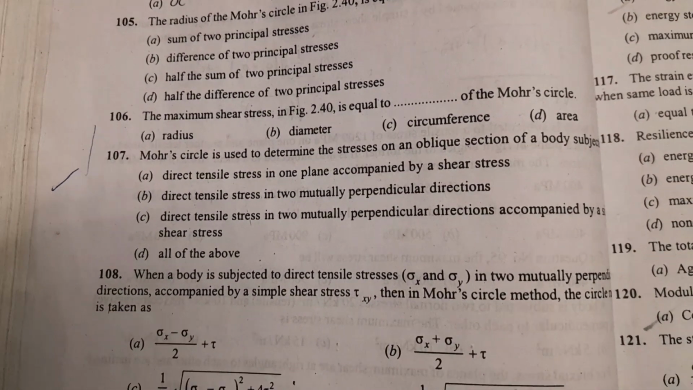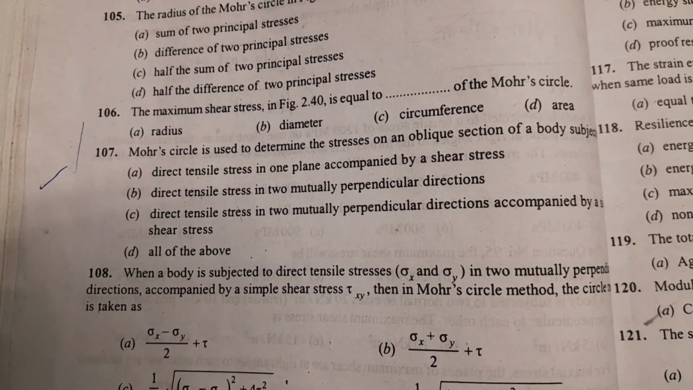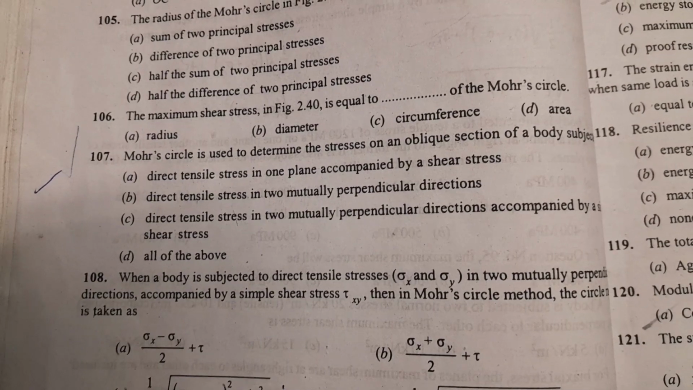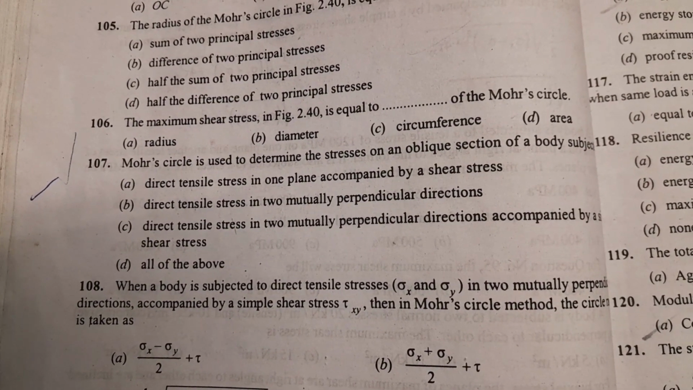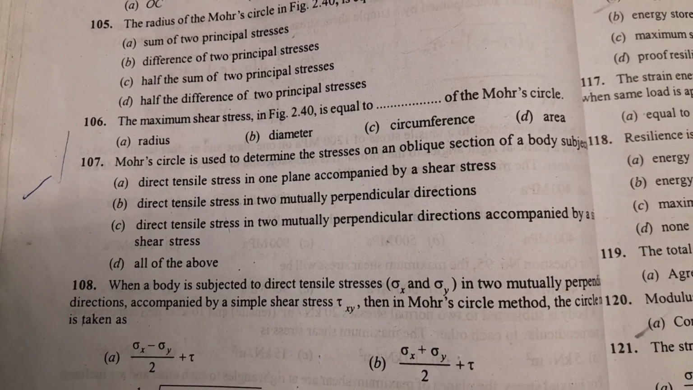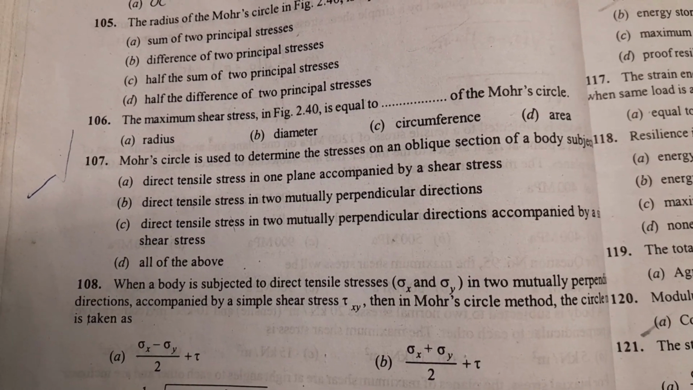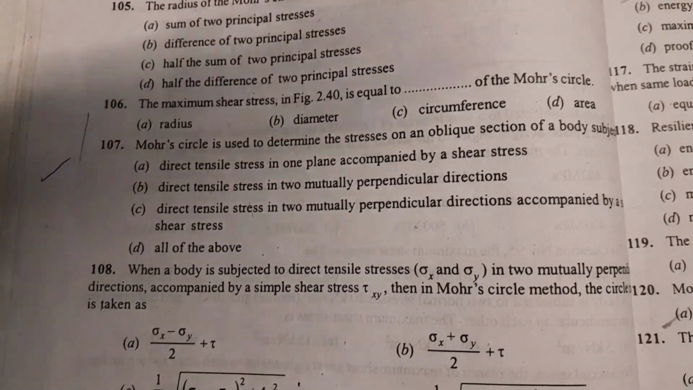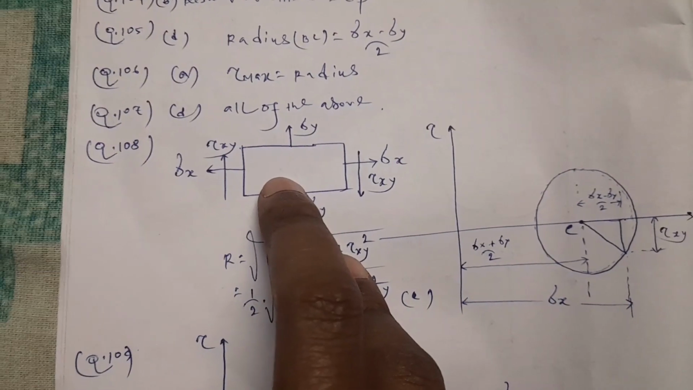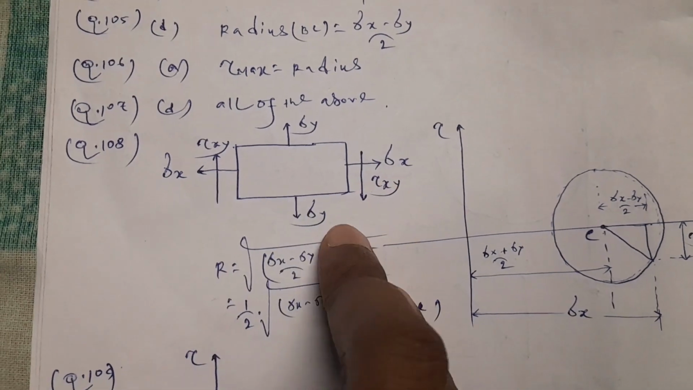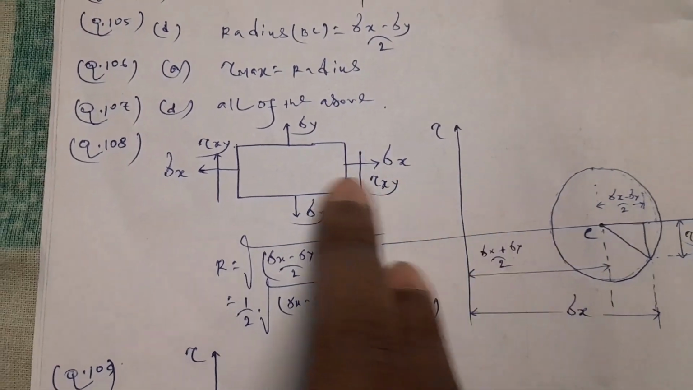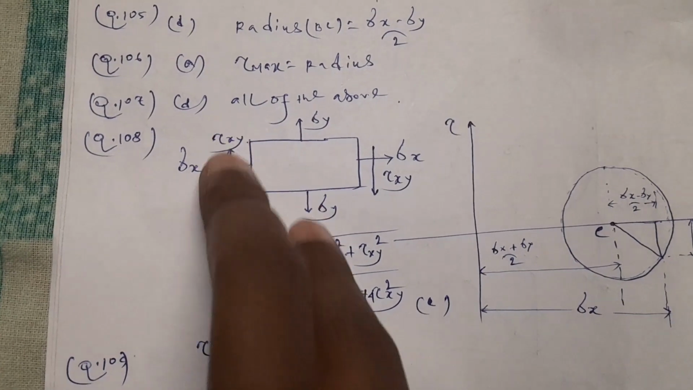Next, question 108. When a body is subjected to direct tensile stresses sigma x and sigma y in two mutually perpendicular directions accompanied by a simple shear stress tau xy, then in the Mohr circle method the circle radius is taken as. Suppose this is a body subjected to direct tensile stresses sigma x and sigma y in two mutually perpendicular directions and accompanied by a simple shear tau xy.